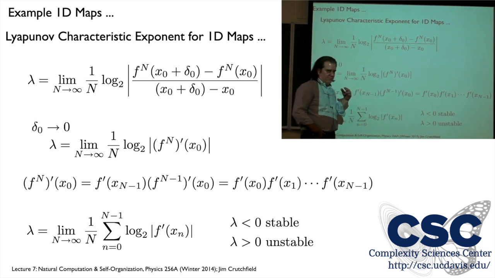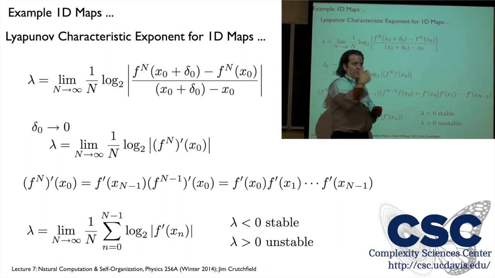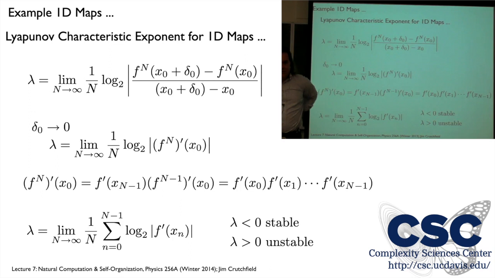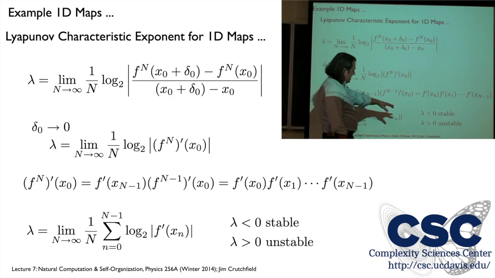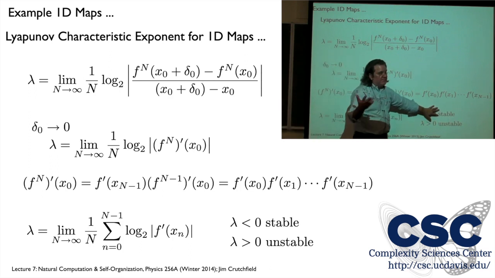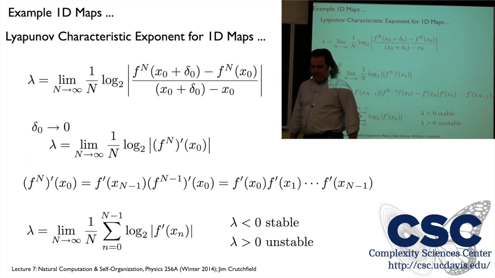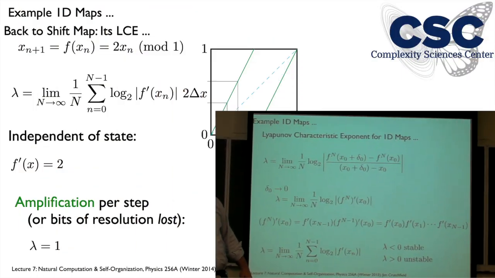This is algorithmic, right? x0, get the slope, record that. x1, take the slope there, and then you just multiply these. Then you just add up the logs of those slopes and average over the trajectory you've calculated. So pretty simple. Same criteria here. When it's negative, we'll have a stable fixed point in 1D. That's all we have. And then positive will have some degree of instability or chaos.